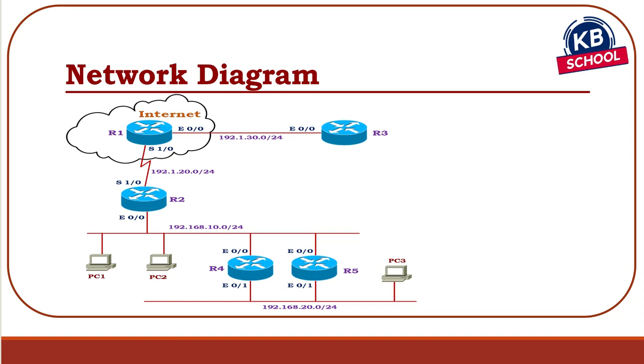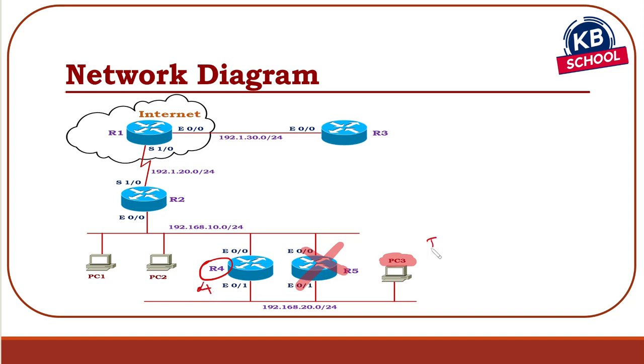Now, for a minute, let's assume that I don't have this particular router over here. Router 5 does not exist. I want this PC3 over here to be able to go out. And my default gateway configured on PC3 is the IP address of this router. Let's assume it's 192.168.20. Let's put this as .4.